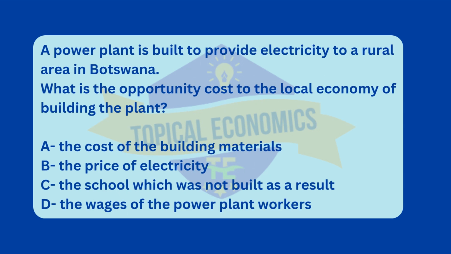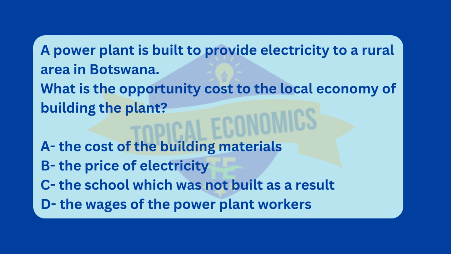Moving to question 25. A power plant is built to provide electricity to a rural area in Botswana. What is the opportunity cost to the local economy of building the plant? A. The cost of the building materials. B. The price of electricity. C. The school which was not built as a result. D. The wages of the power plant workers. This question is from year 2015 October, November version 1 paper.